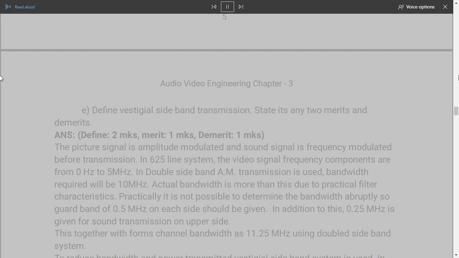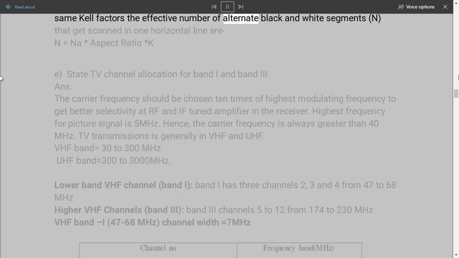and assuming the same Kell factors, the effective number of alternate black and white segments, n, that get scanned in one horizontal line, is n equals Nr times aspect ratio times K.